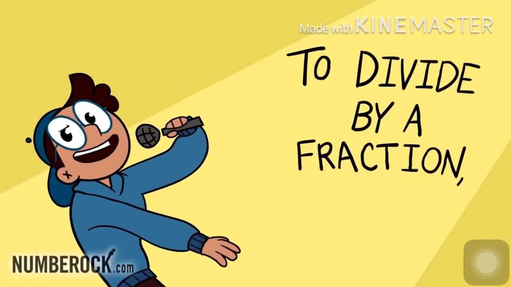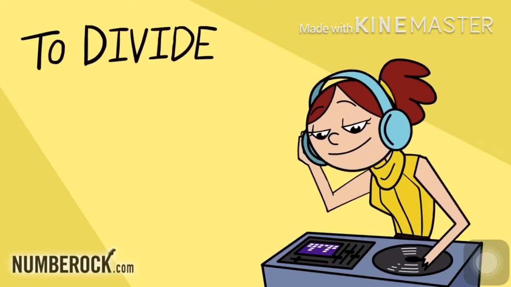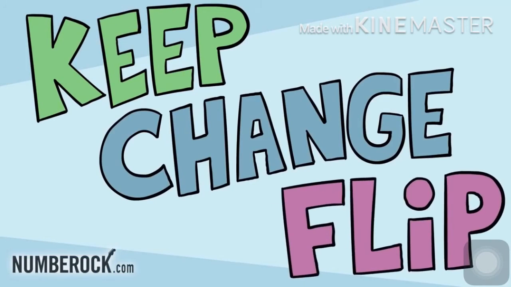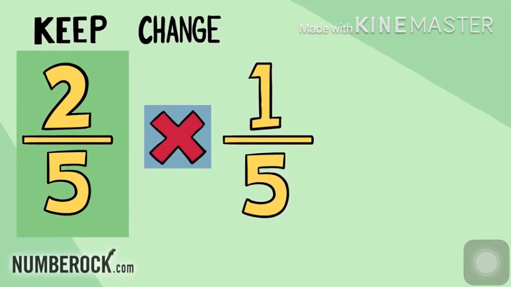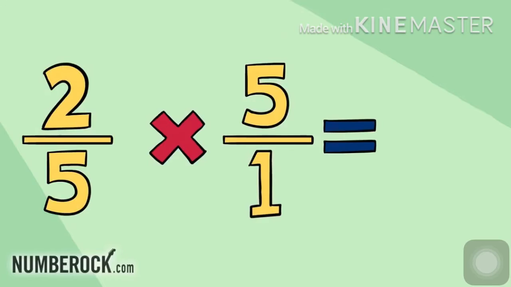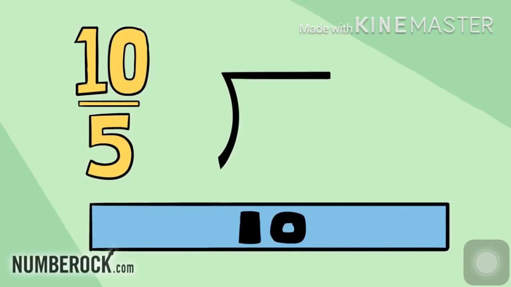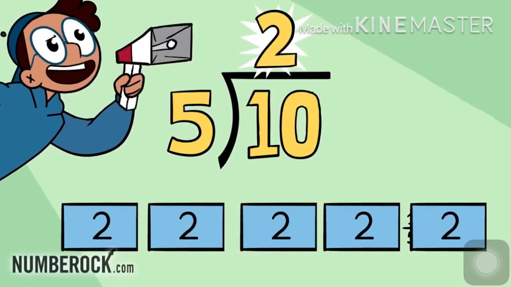To divide by a fraction, here's a tip. Keep, change, flip. To divide by a fraction, here's a tip. Keep, change, flip. To divide 2/5 by 1/5. Keep, change, flip. 2 times 5 is 10, and 5 times 1 is 5. It's an improper fraction, so you need to divide. 10 divided by 5 equals 2. When we divide by fractions, this is what we do.